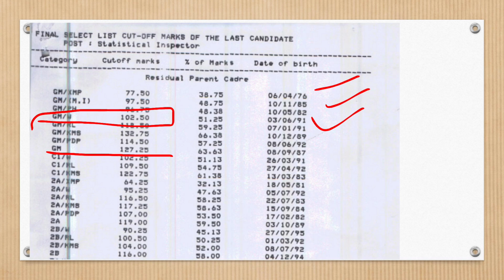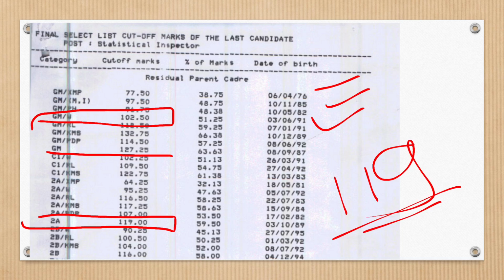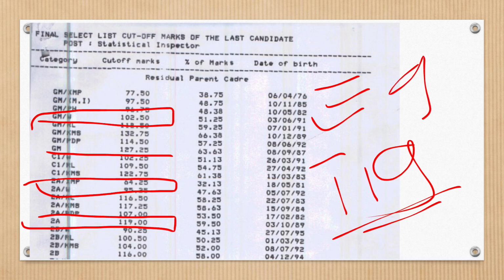When we go on to see the 2A category, that is purely 2A, it is 119 marks. For category 1, there was no specific category 1, therefore there was category 1 for women and the cutoff is 102. Category 1 rural is 109. Category 1 Kannada medium is 122. You remember that for Kannada medium, the cutoff marks are always comparatively higher than for rural. And if we see the 2A women category, it is just 95. That means it is one of the best opportunities for the women candidates who have written this examination.